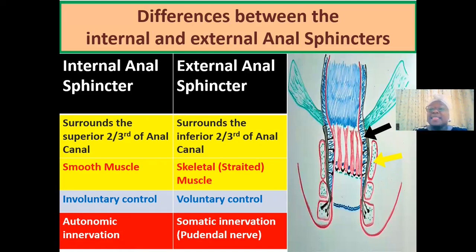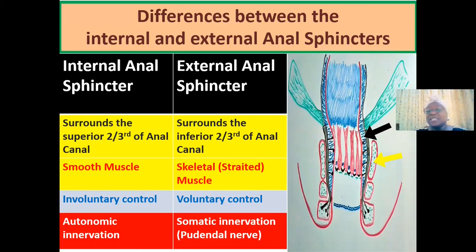So we can say that the internal anal sphincter is an involuntary type of sphincter because it is made up of smooth muscle. The external anal sphincter is a voluntary type of sphincter because it is made up of a skeletal or sphincter type of muscle. This means that the internal anal sphincter will be of involuntary control. We do not have control over this sphincter because it's made up of smooth muscle.